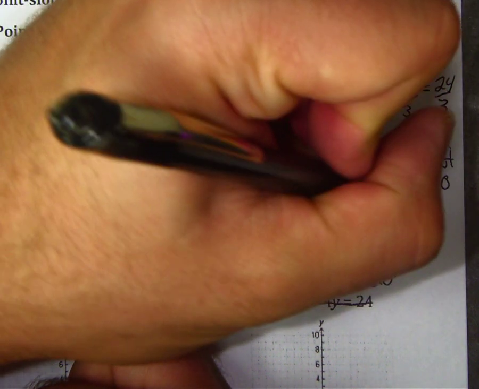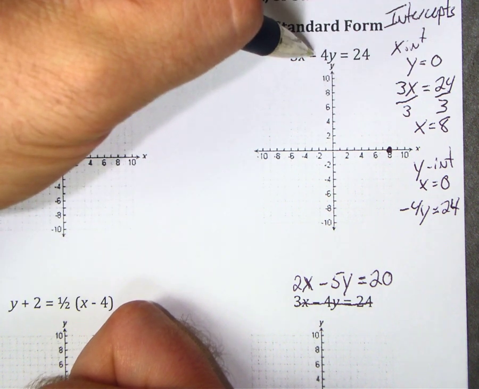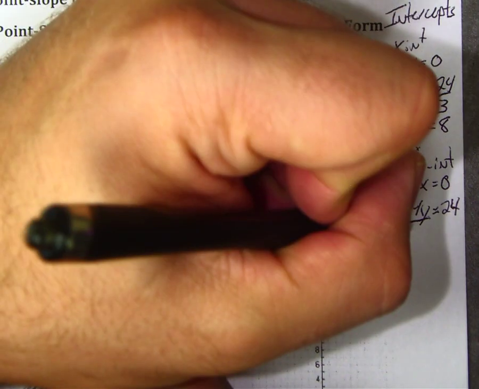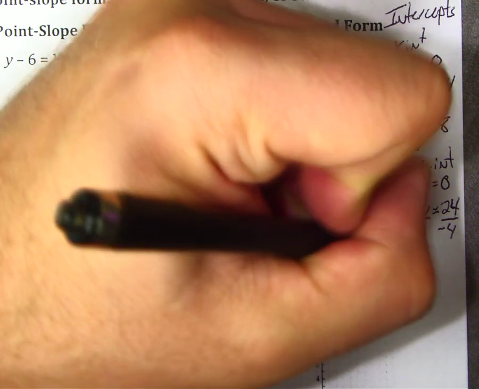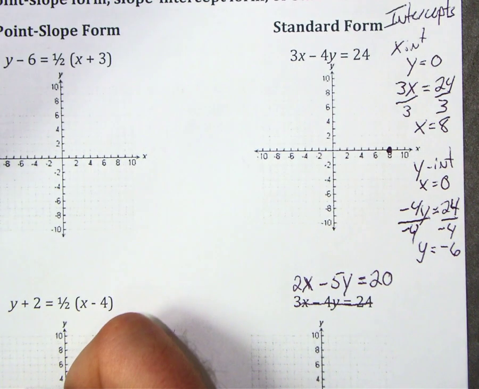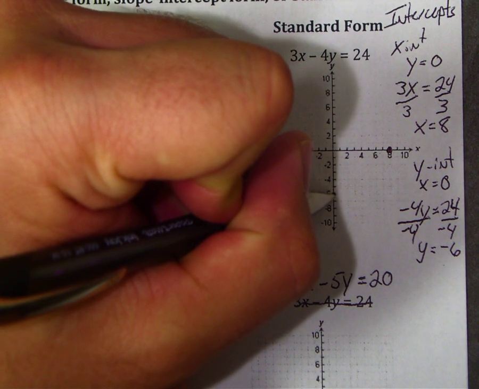Minus 4y equals 24. Very common mistake is for people not to take the minus sign with it. Since they have the negative sign in front of the 4, we have to divide by a negative 4 on both sides. And we get y equals negative 6. So now we have the coordinate 0, negative 6. Put a dot.